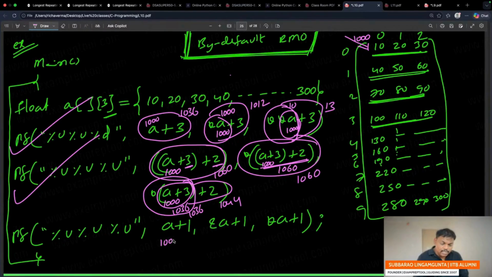Can you see this one? A is 1000. A plus 1, 1 row will skip, right? 3 elements, 3 fours 12, 1012. Next one, everyone try to understand. Is it something different?